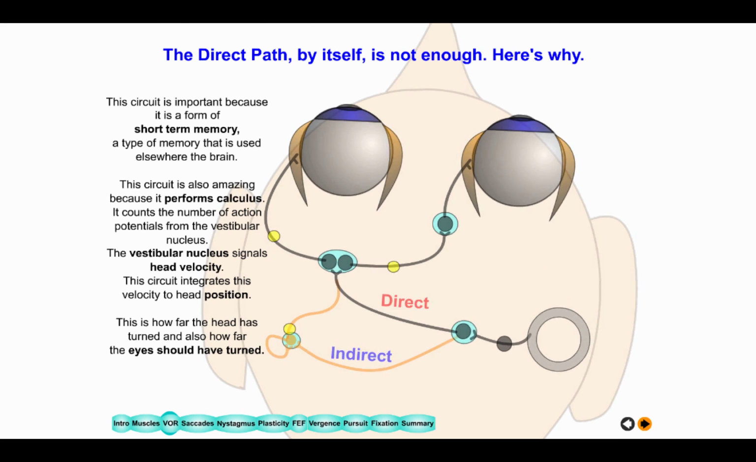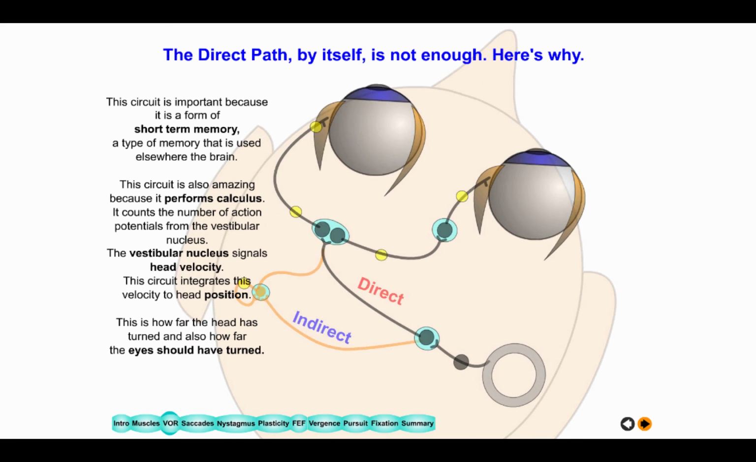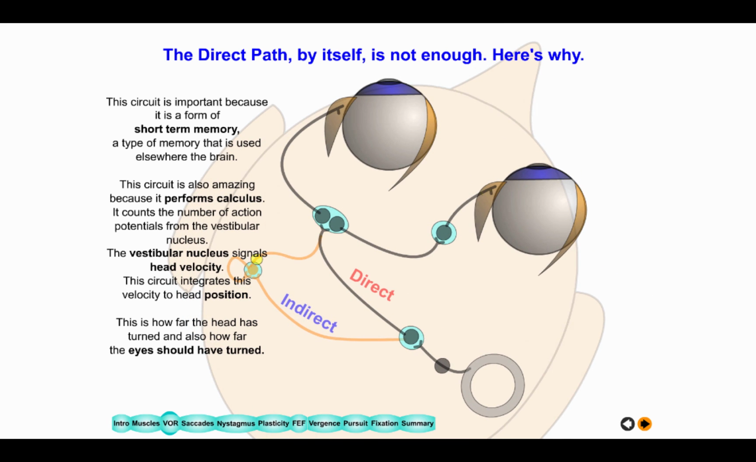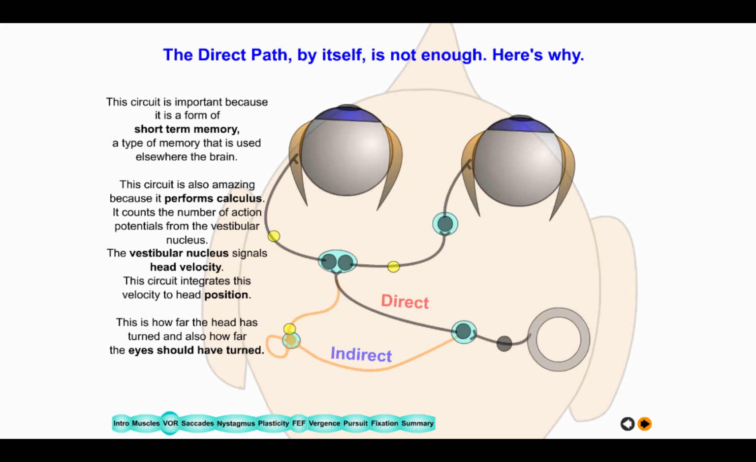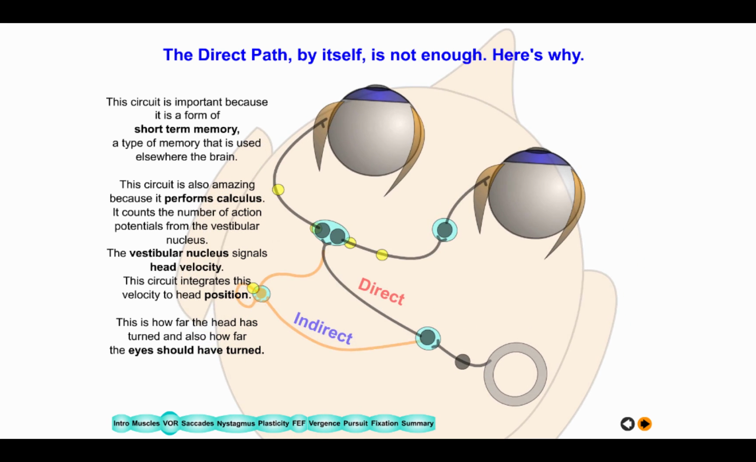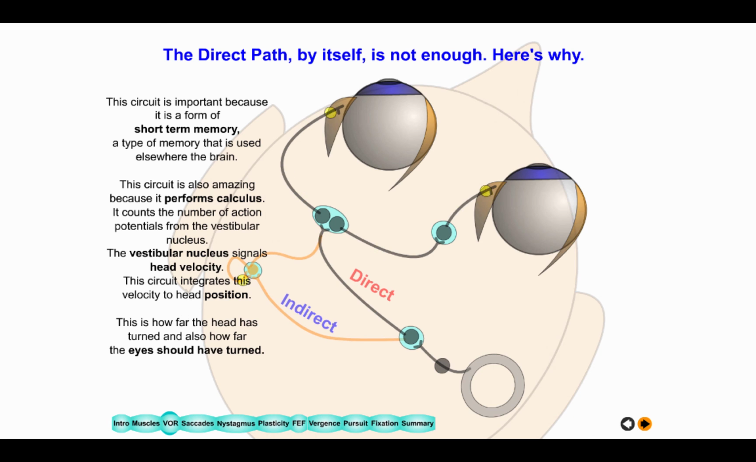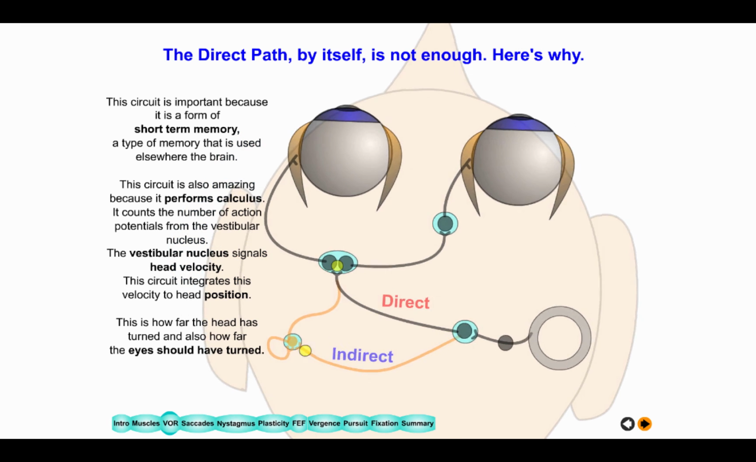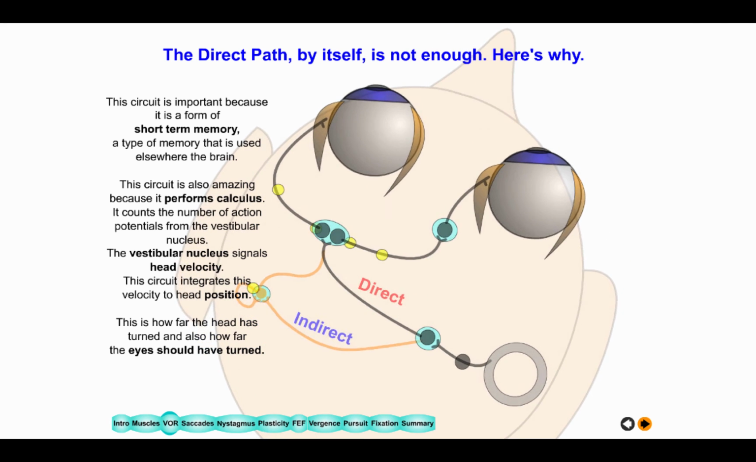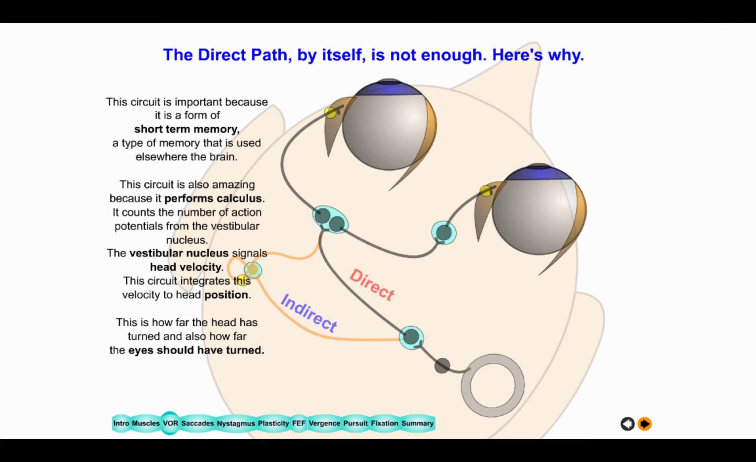So this circuit is important because it forms sort of like a short-term memory. And it keeps your eye, in this case, turned after the turn is complete. So there's no longer any more signal coming to the vestibular nucleus, but these neurons keep firing and keep the eye turned to the new position.